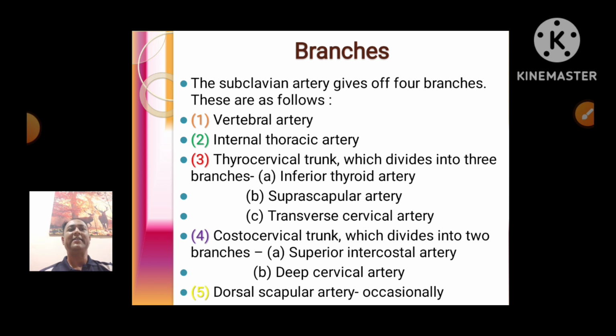Rarely, occasionally, a 5th branch is also present. Whenever it is present, the name is dorsal scapular artery. So the first 4 are always present, the 5th one is occasionally present. The thyrocervical trunk is further divided into 3 branches: inferior thyroid, suprascapular and transverse cervical, while the costocervical trunk is further divided into superior intercostal and deep cervical.